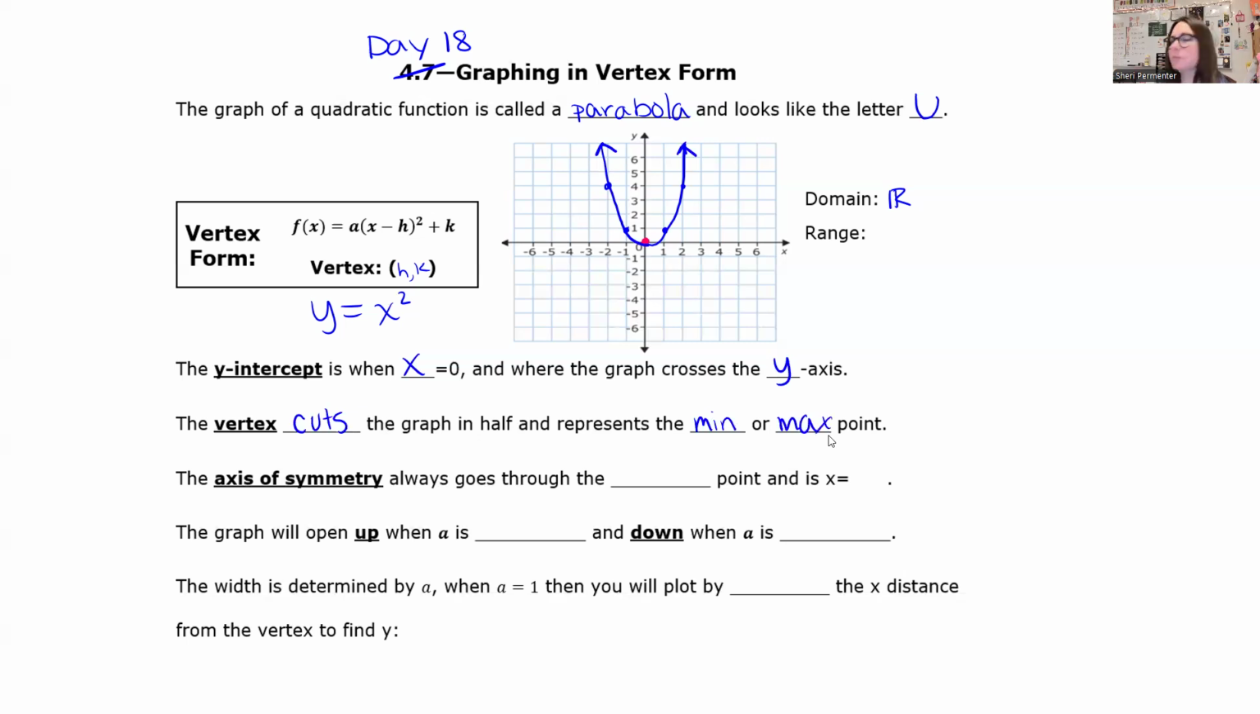It's going to represent the minimum or maximum point because it's either the top or the bottom of your graph. The axis of symmetry always goes through the vertex point, and it's always x is equal to h. So if you know your equation, you can tell me the axis of symmetry because it's going to be x is equal to h.